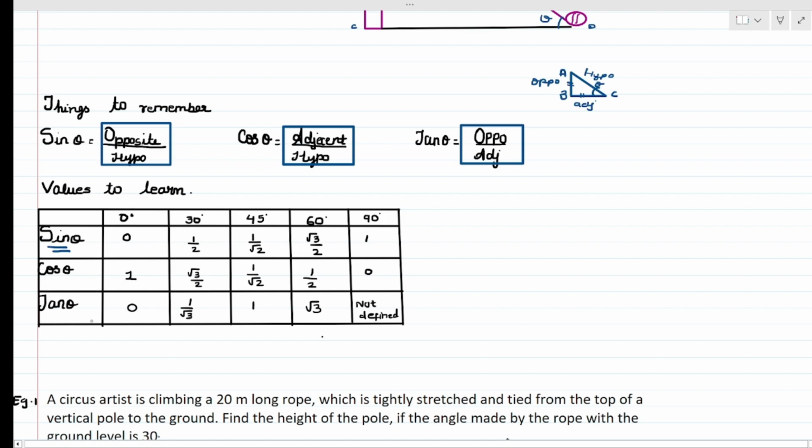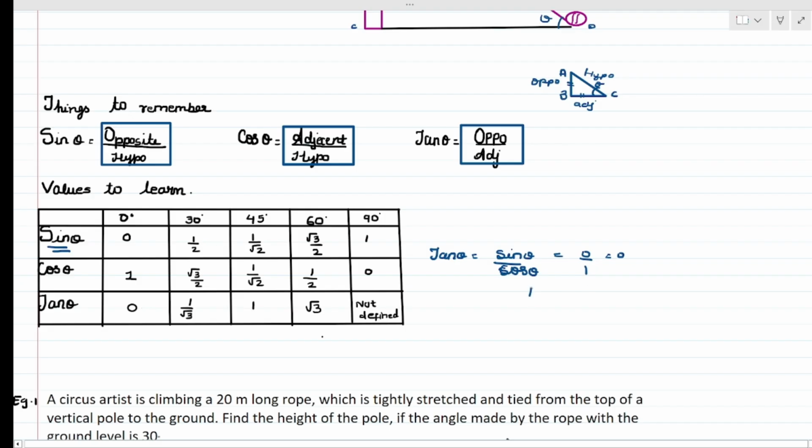And next comes your tan theta. As the tan theta formula says, tan theta is equal to sine theta upon cos theta. So whenever you learn your sine and cos, you can automatically substitute the values over here. That means for the first, 0 upon 1. 0 upon 1 gives you 0. That means my answer is 0.